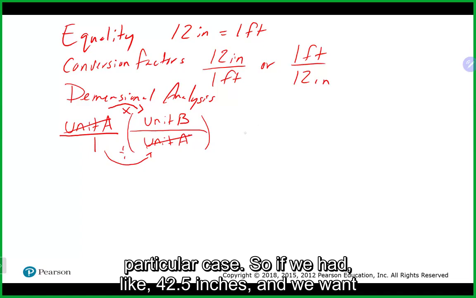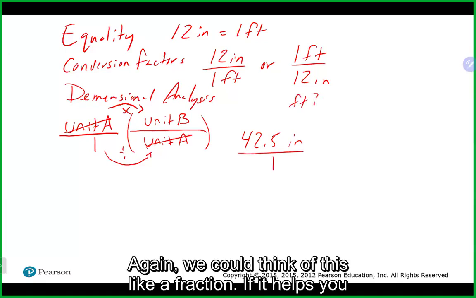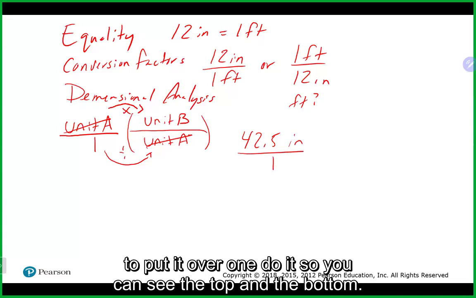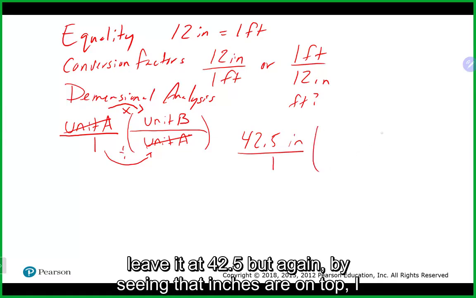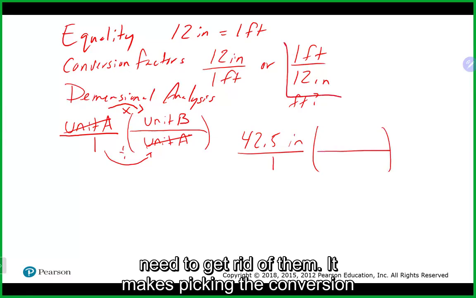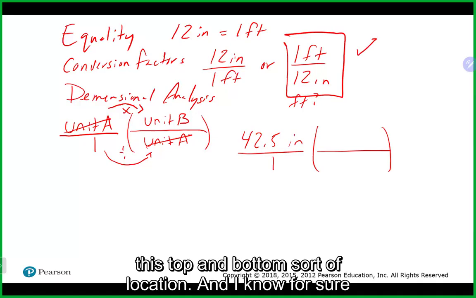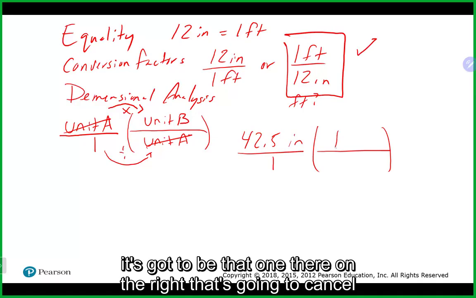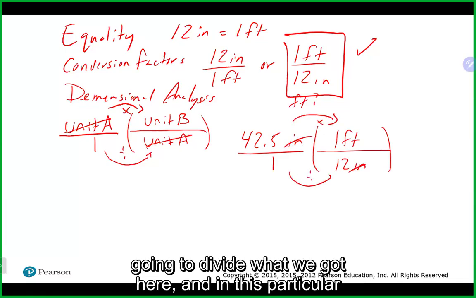So if we had 42.5 inches and we want to know how many feet that was, if we're looking for feet, again, we could think of this like a fraction. If it helps you to put it over one, do it so you can see the top and the bottom. You don't necessarily have to do it that way. You could just leave it at 42.5. But by seeing that inches are on top, I need to get rid of them. It makes picking the conversion factor pretty simple because everything's written in this top and bottom location. And I know for sure it's got to be the one on the right. That's going to cancel those. Again, we're going to multiply what we got here, and we're going to divide what we got here.